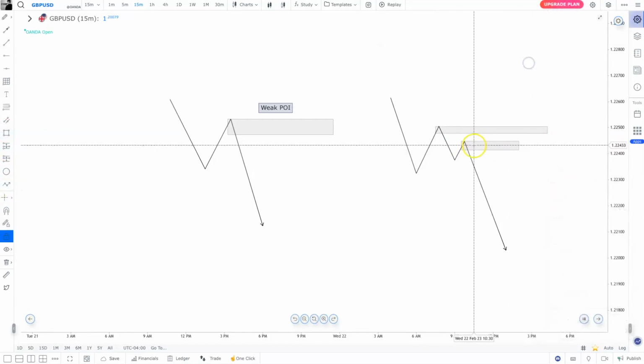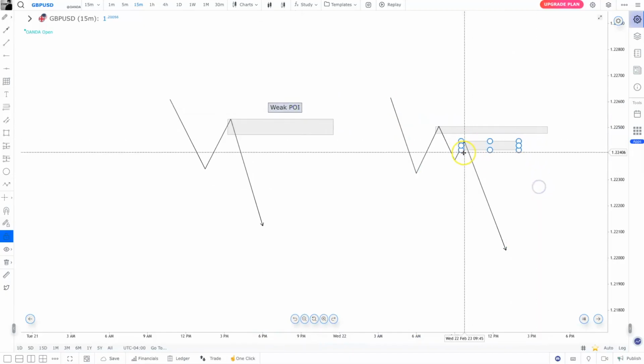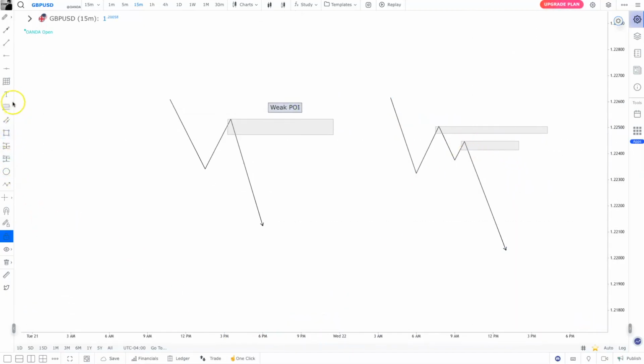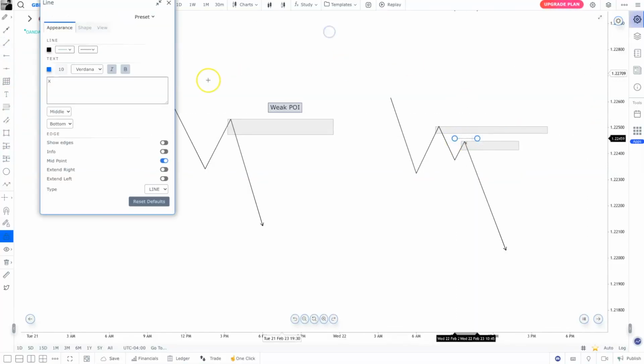But you see that this is a weak POI. The weak POI would be this one, right? Because the liquidity is actually sitting above, all right? In this particular scenario, the liquidity is actually right here, all right?